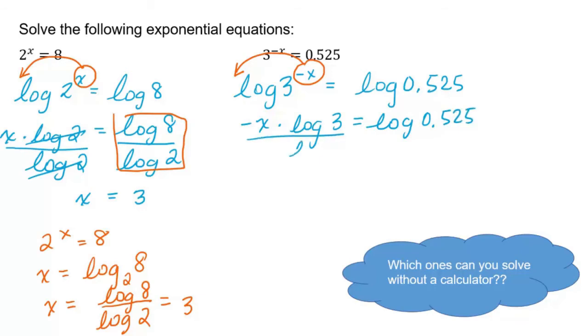Dividing both sides by the logarithm of 3 isolates the x. And in fact, I can get rid of the negative 1 in the same go by dividing by the negative logarithm of 3.